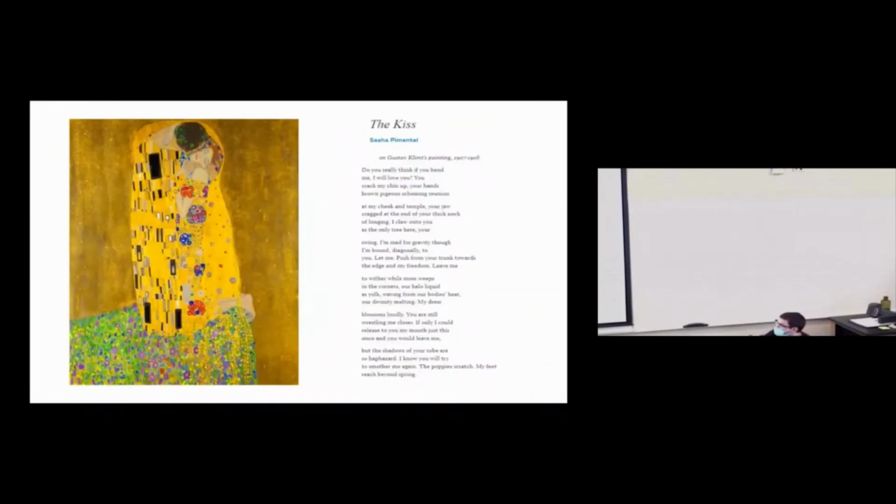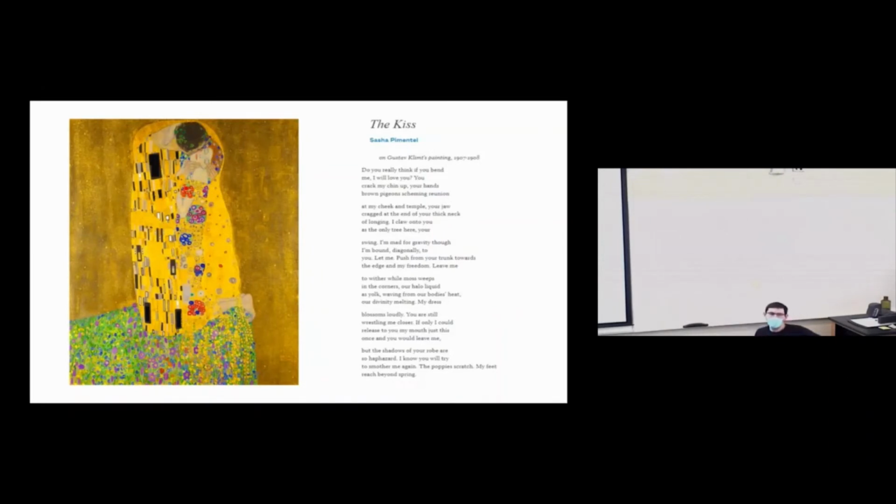But so now that we've talked about the painting and we've analyzed the painting and we've asked the question whether the kiss is intrusive or whether the kiss is wanted and welcomed, we have an ekphrastic poem to look at. Now this poem is by a woman named Sasha Pimentel, and she is a contemporary poet. So she's a poet who is alive right now, and she is publishing right now. So I got this poem off of poets.org.